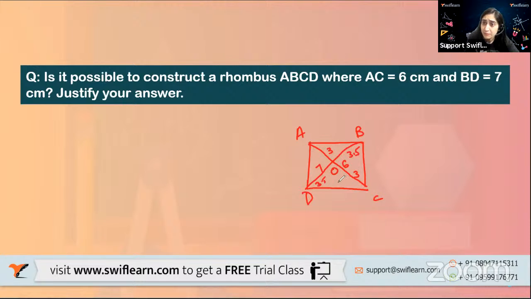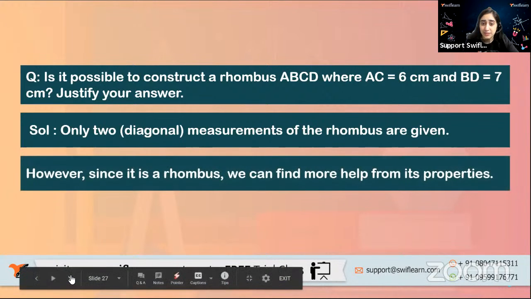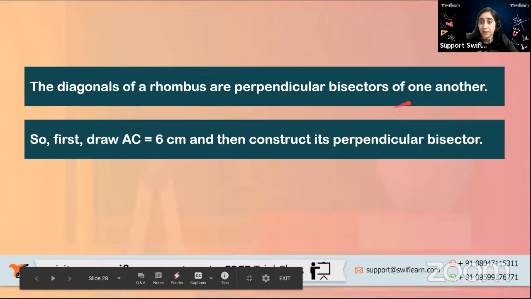So will it help me? What will it help me do? See, now this will help me to draw the rhombus. Let's see how. I just want to know this property and then I'm sorted. I can do it. Only 2 diagonal measurements are needed. So a rhombus property is that the diagonal is a perpendicular bisector of the other.